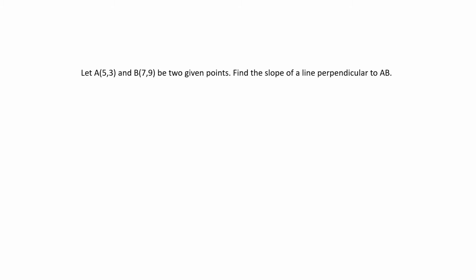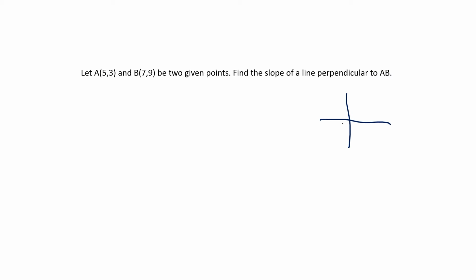Okay, get right into it. Let A be 5, 3, and B, 7, 9 be two given points. Find the slope of a line perpendicular to AB. So all we're doing is finding this slope and then giving the perpendicular slope to it. Now, for both of these quizzes, I'm going to recommend that right next to the question, you draw yourself a little coordinate plane, and you sketch in your points. And especially on the second test, this is going to help you out a lot because it's just very tedious, and you can eliminate a lot of answer choices right away.